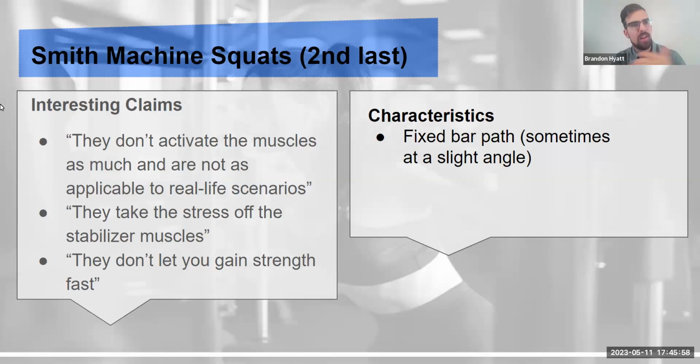Now, the characteristic of a Smith machine is that there's a fixed bar path. You're not going to be able to move that bar at all, other than the track that it is on. Sometimes it's at a slight angle. But it's going to allow for a lot of customization of your stance. You can stand with your feet really far forward. Just having that bar fixed there creates a lot of stability and allows for some more programming options.